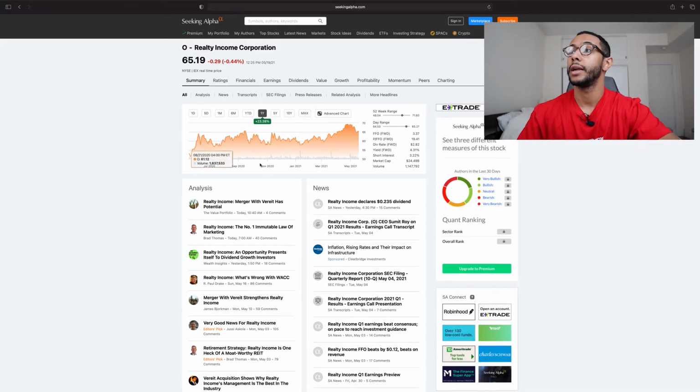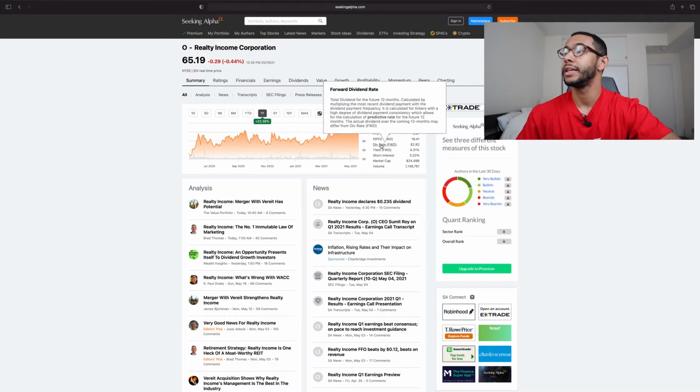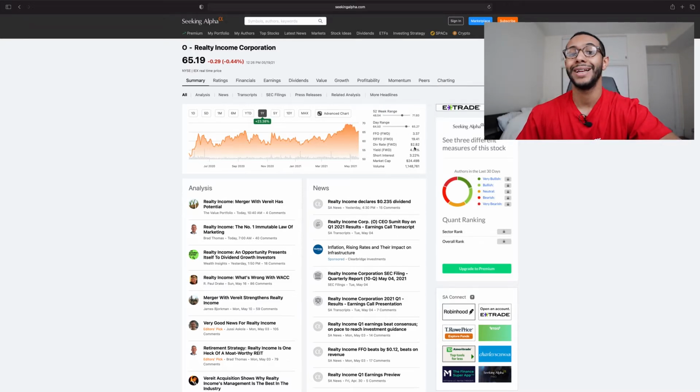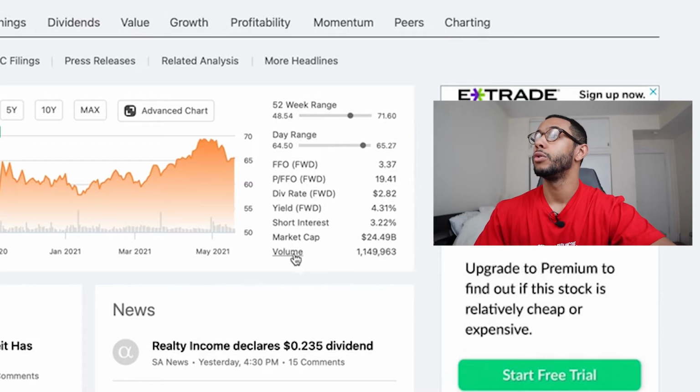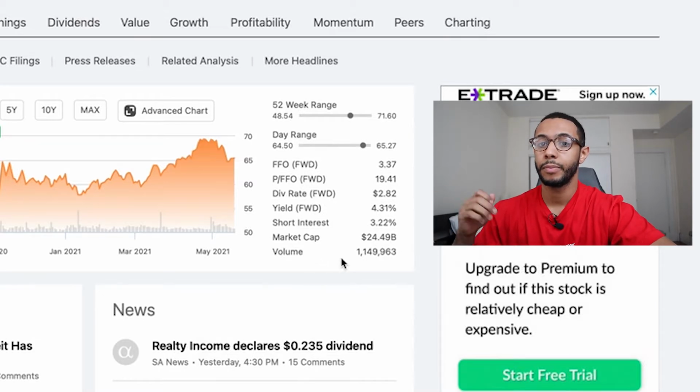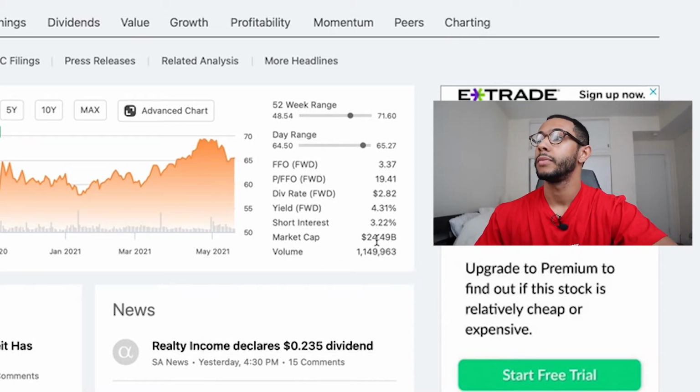You have the chart right here of the stock price, and then you have some data right here that you could get a glimpse of the company. So they have the dividend rate, just $2.80, the dividend yield, the market cap, the volume. The volume just means that people are buying and selling the stock. So obviously if this number is high, it means a lot more people are buying and selling the stock.